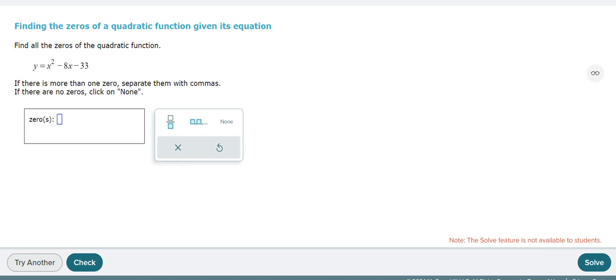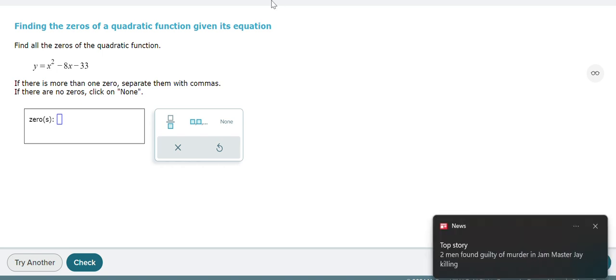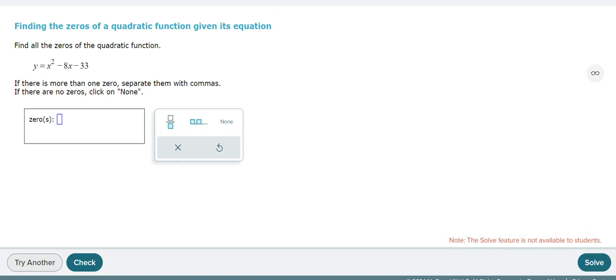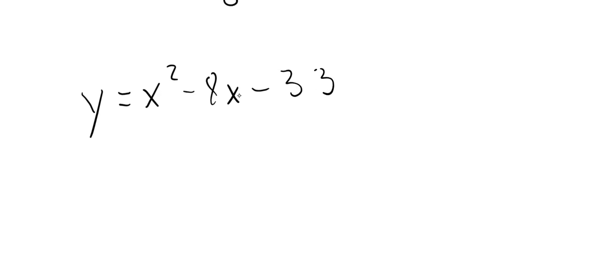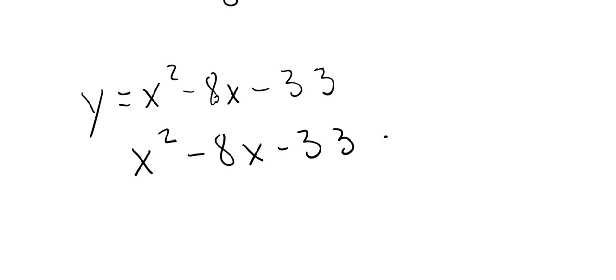So question 10 says find all the zeros, and essentially this just boils down to if we know how to factor. So we're looking for 2 numbers that multiply to be negative 33, and they add up to be negative 8. And so let's go ahead and write this down: y is equal to x squared minus 8x minus 33. And if it's looking for the zeros, again, it really wants us to factor and find the zeros. We're going to take our function and set it equal to 0.